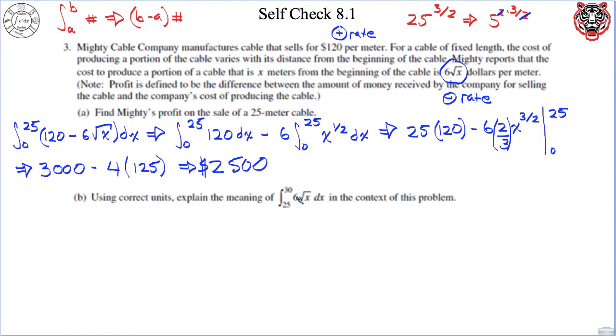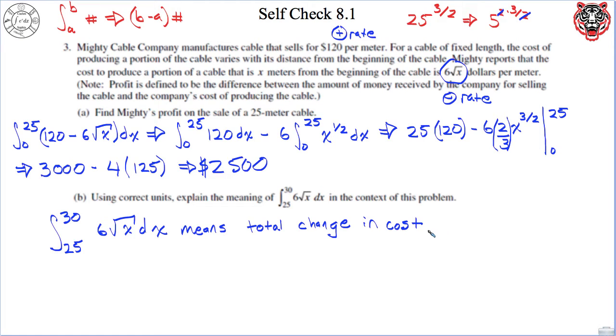Using correct units, explain the meaning. So, what does this thing mean? The integral from 25 to 30 of 6 square root of x dx. That thing means the amount of cost in dollars. It's the total change, just getting the total change. Not in position. What are our units here? In cost, in dollars. Change in cost.